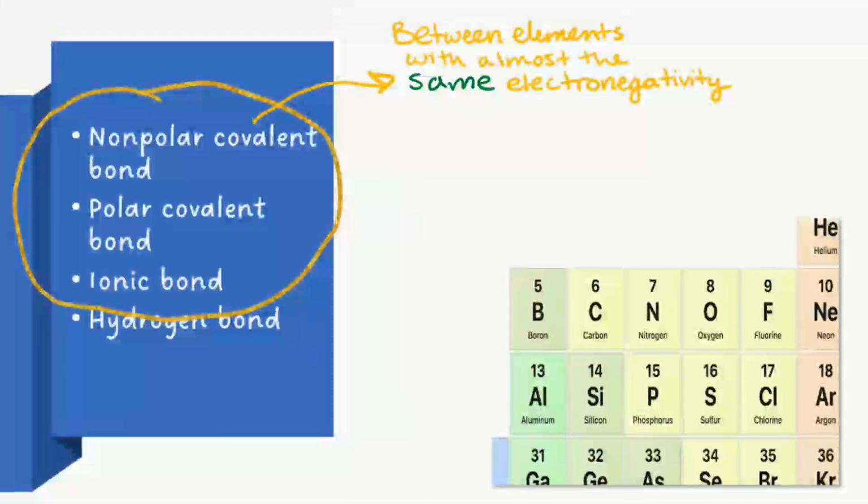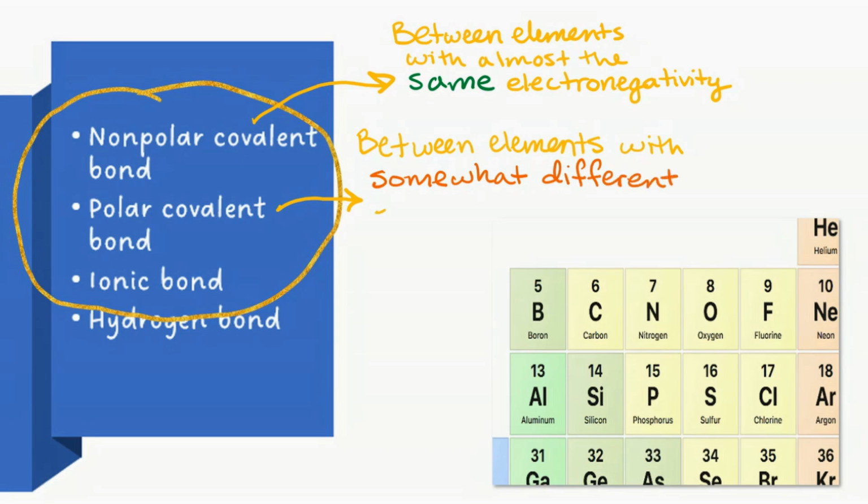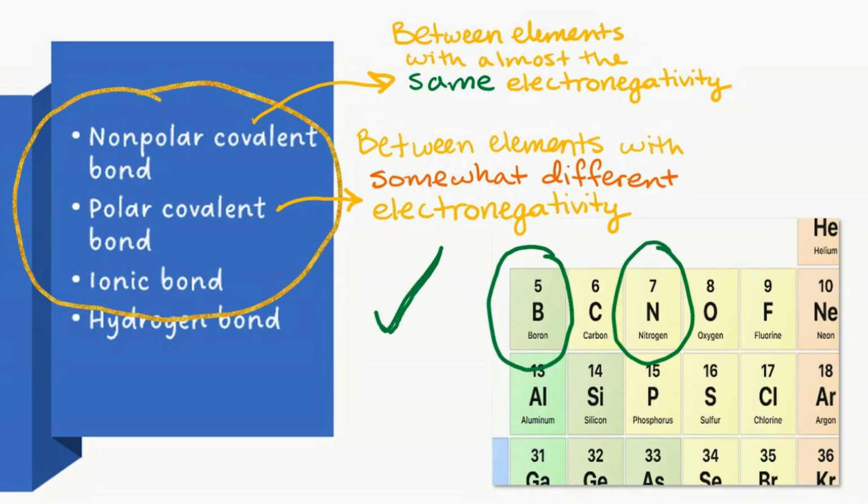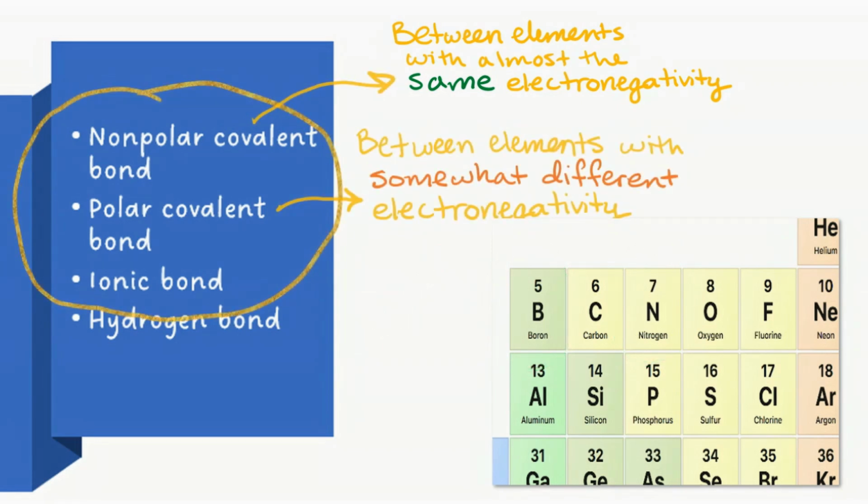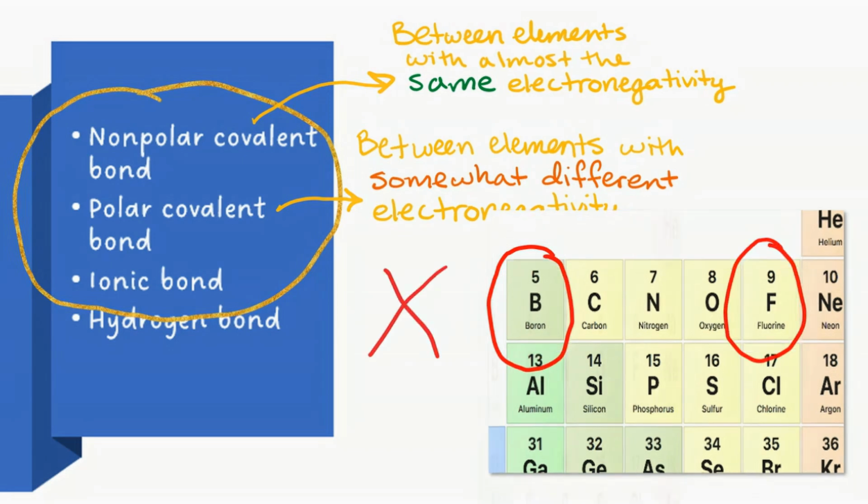Now, our polar covalent bonds are between elements with somewhat different electronegativity. So they're somewhat close together in electronegativity, but they're not almost the same and they're not very different. They're somewhere in the middle. A good example here could be between boron and nitrogen. These guys would likely form a polar covalent bond if they came in close contact with one another. But if we were to instead take boron and fluorine, these would not form a polar covalent bond. Their electronegativity is just too different.